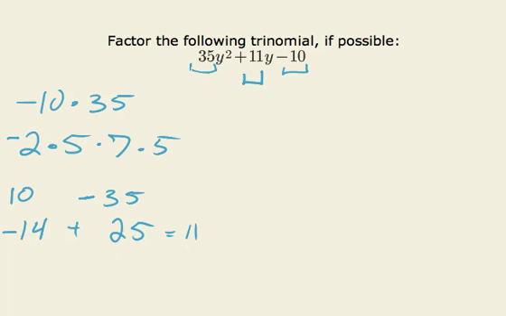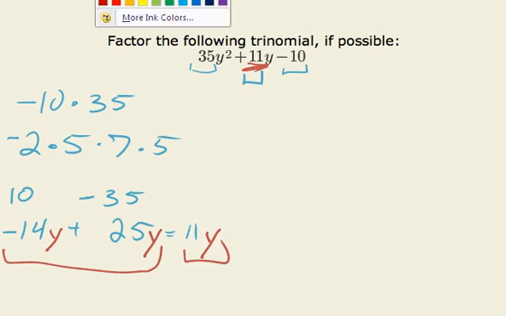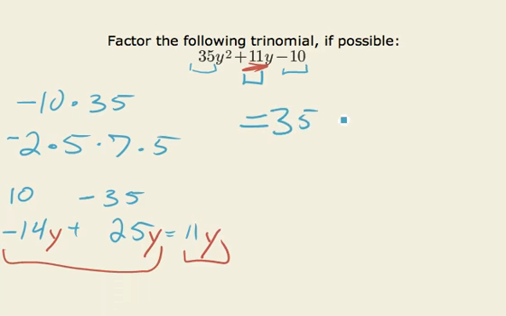So I know that, let me get a different color pen for a second, I know that if I take -14 times y and 25 times y and add them together, I'm left with a +11y. This tells me a way to rewrite this 11y that showed up there. So let's do that. I can write that polynomial equals 35y squared plus, instead of 11y, I'm going to write 25y minus 14y minus 10. Now I can do some grouping.